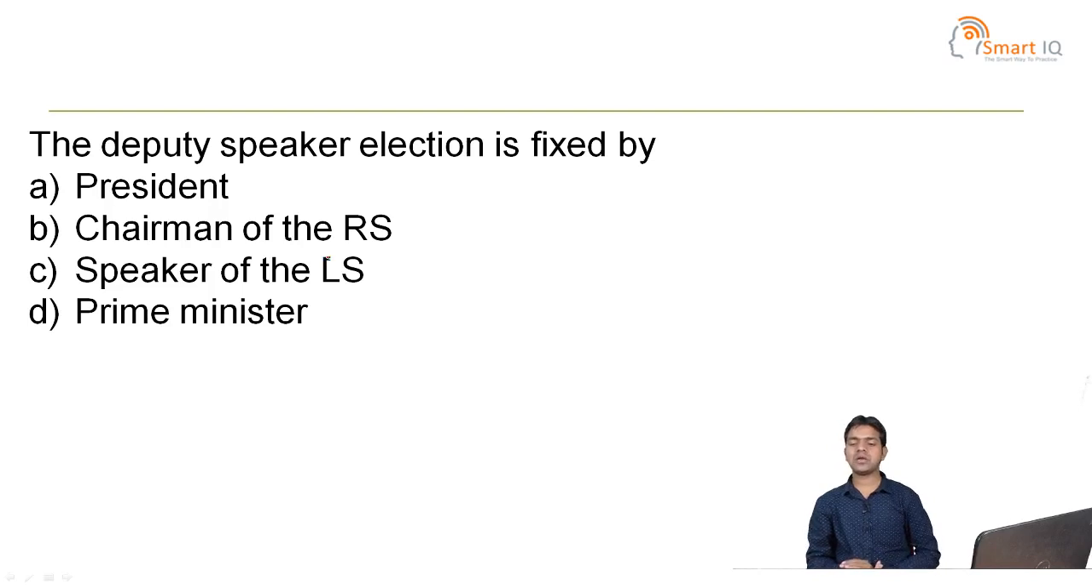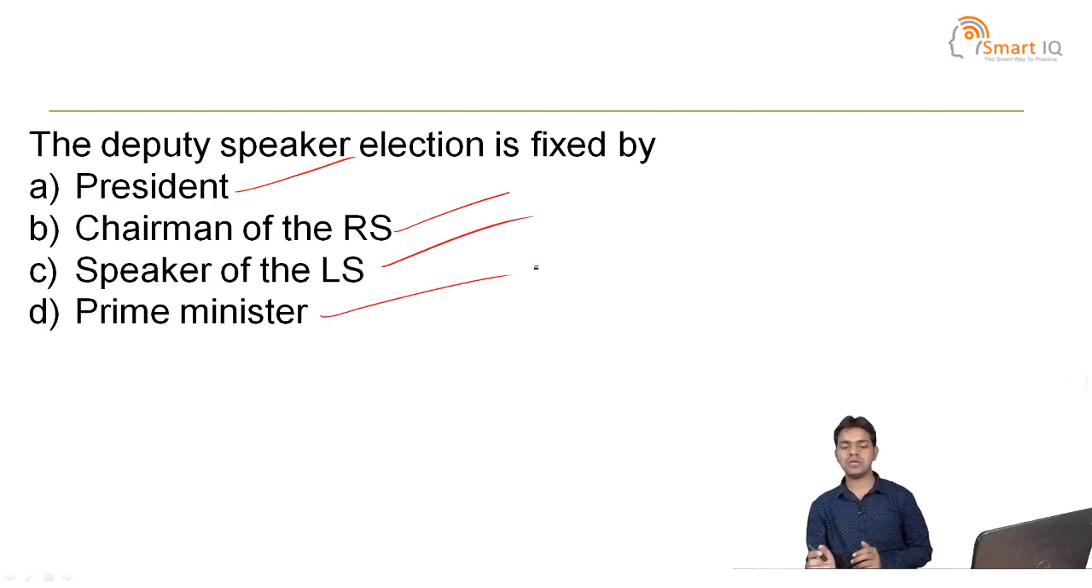The deputy speaker election is fixed by the, option A, president. Option B, chairman of the Rajya Sabha. Option C, speaker of the Lok Sabha. Option D, prime minister. The deputy speaker election is fixed by the, so option C is the correct answer, that is the speaker of the Lok Sabha.